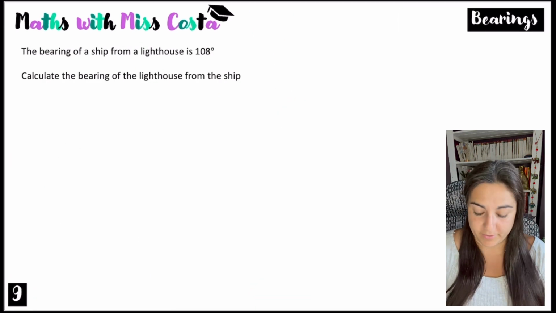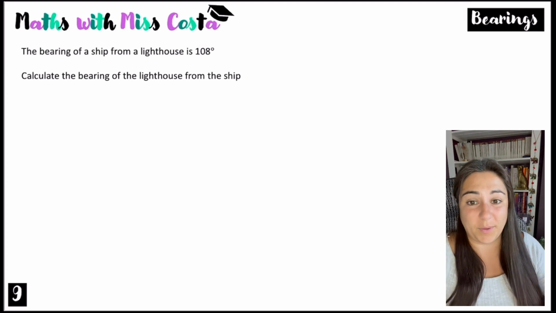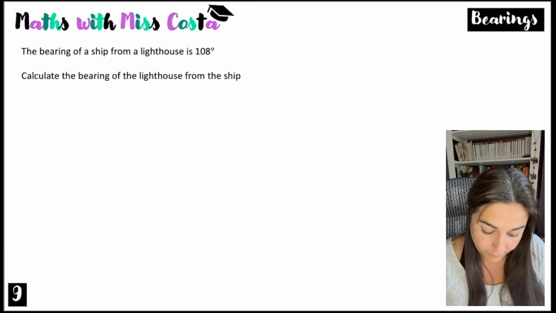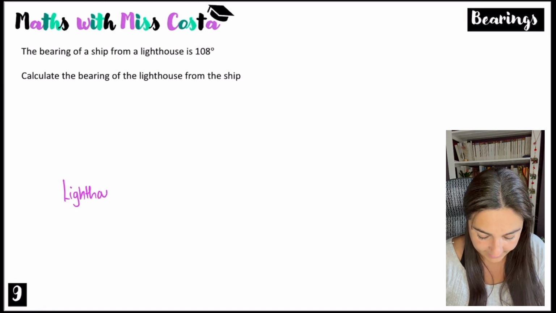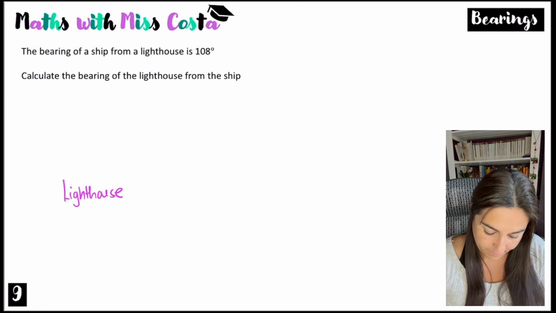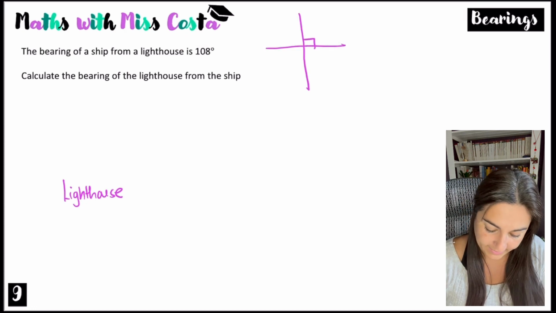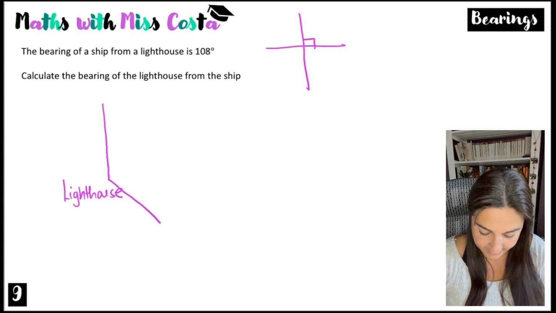And lastly, we've got bearings. Okay, now the key thing about bearings is that you have to pay attention to where they say it's going from. That's like your starting point. So the bearing of a ship from a lighthouse is 108. So we could just say our little lighthouse is here. So just think about your angles. That's 90 degrees. So you know that the bearing has to be more than 90 degrees. So you just do a rough sketch and you could say 108 degrees.